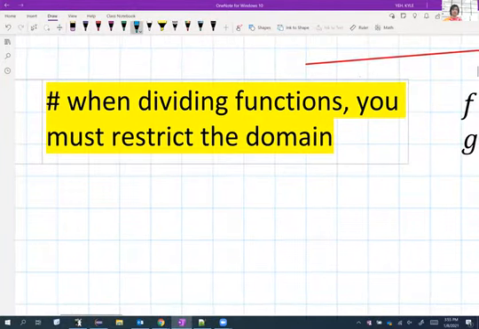Whenever we have function division, we have to think about restricting the domain. And here's what restricting the domain is. I'm going to try to give you an analogy and give you the understanding and then how to do it.